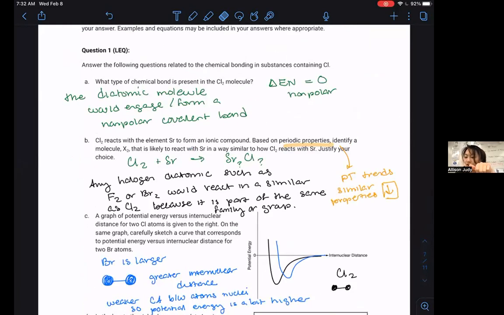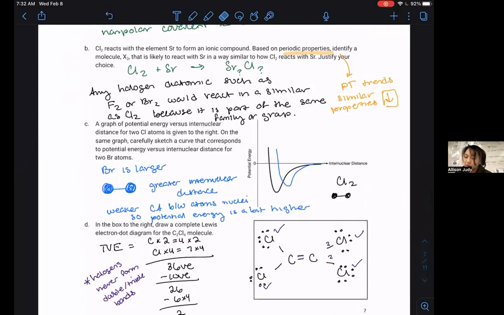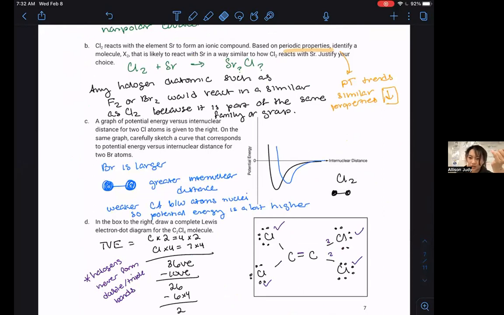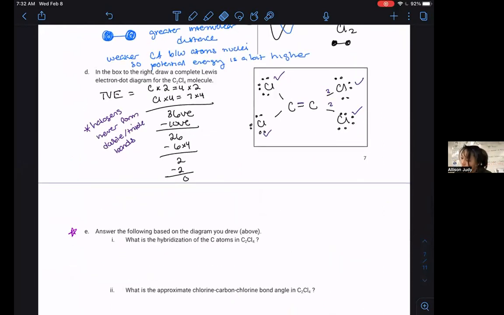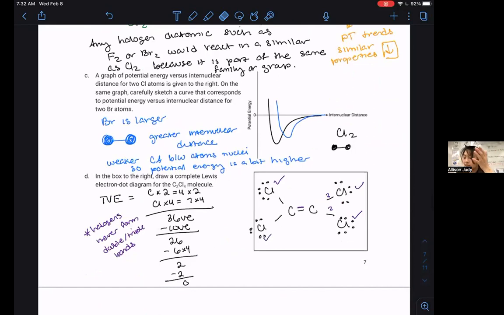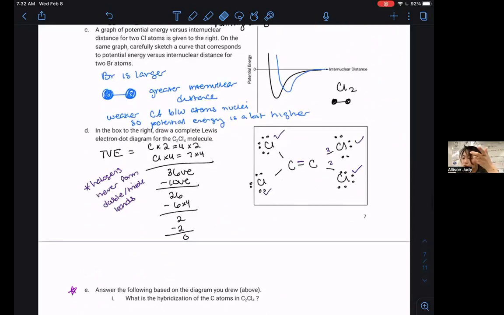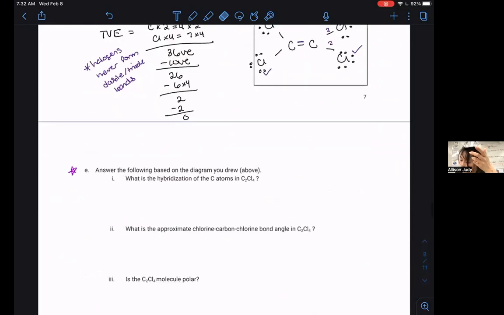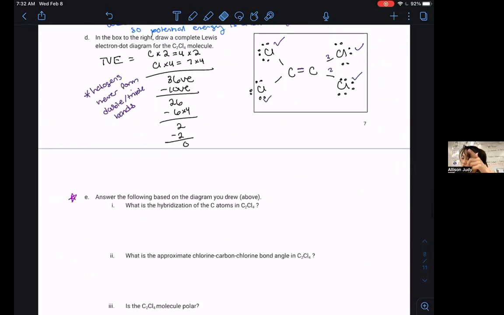We have a long FRQ. Remember, that's 23 minutes allotted on the AP exam, and it's worth 10 points. And what we have, we've been talking about periodic behavior, periodic properties, trends and chemical behavior. We've been looking at the potential energy graph for bonding, and of course the Lewis structure. And now we're asked to answer the following questions based on the diagram you drew above.